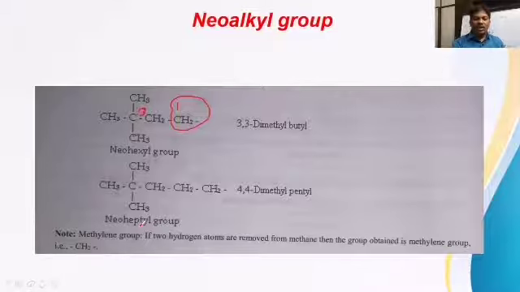Why is it called neo? You check it. At one end, this group is there. This group is called tertiary butyl group. Tertiary butyl group is available here at one end. At the other end CH2 is there. That's why it is called neo-heptyl group in common system. No other branching, you check it. In these two carbons, no branching. That's why it is called neo-heptyl in common name system.